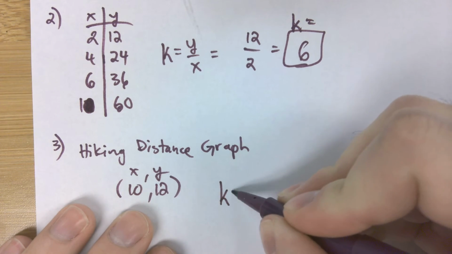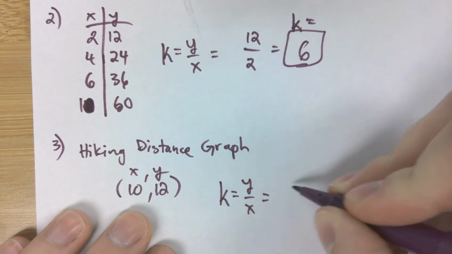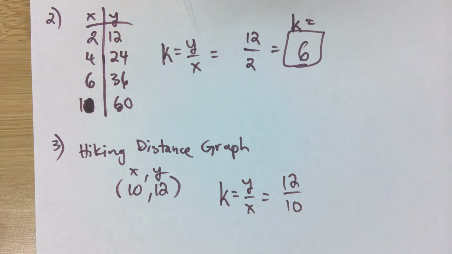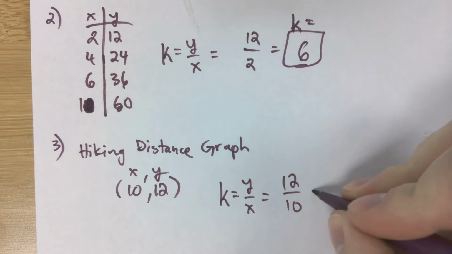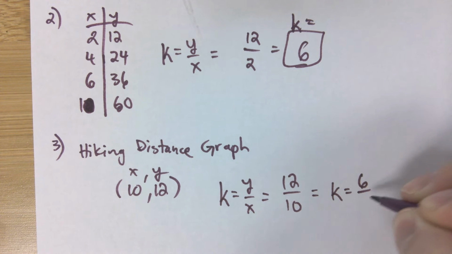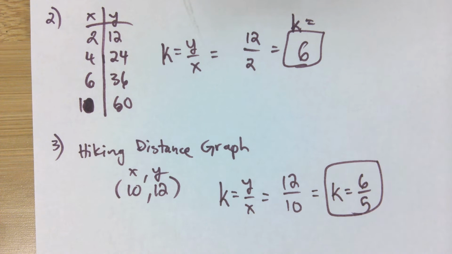We're looking for the constant of proportionality, k equals y over x. So we get 12 over 10. That, of course, simplifies to 6 over 5, right? Not 5 over 6, 6 over 5. So if you forget that x comes before y, or if you forgot that y goes on top of x in the fraction, you might have gotten 5 over 6. However, it's always got to be y over x, which is 6 over 5.